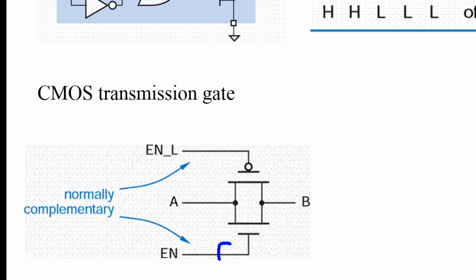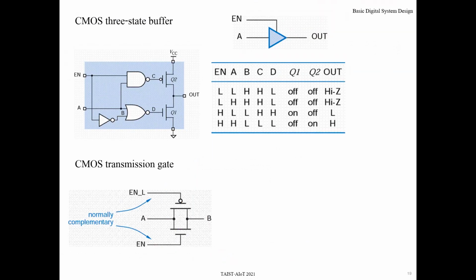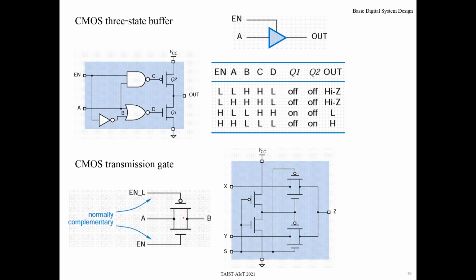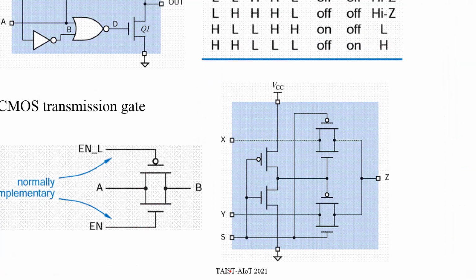Anyway, if I apply 0 here and 1 here, opposite, this one is off, this one is off. So now B and A, these are not connected together. So for example, for the application of the transmission gate, consider this one.